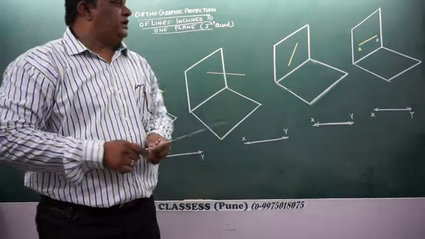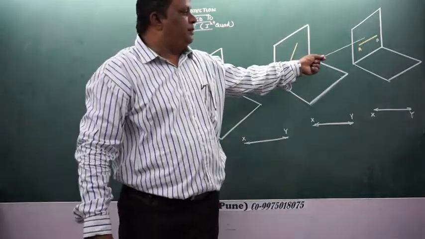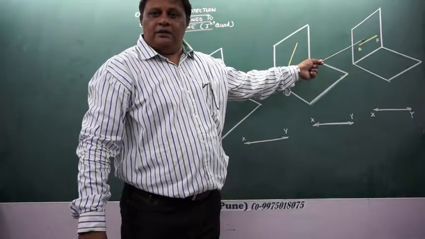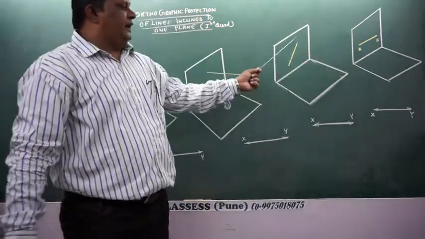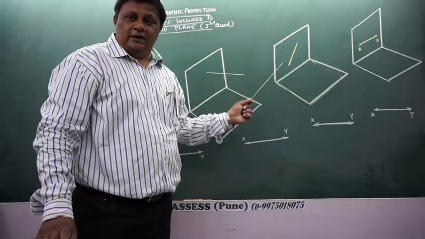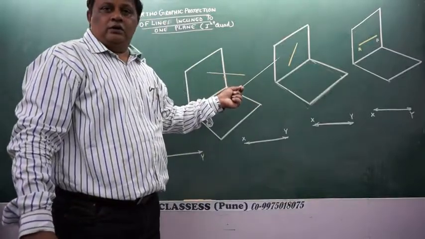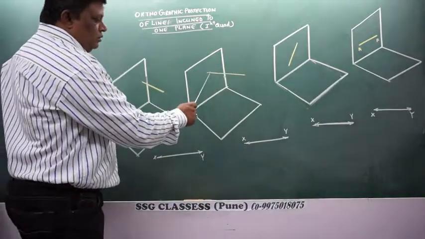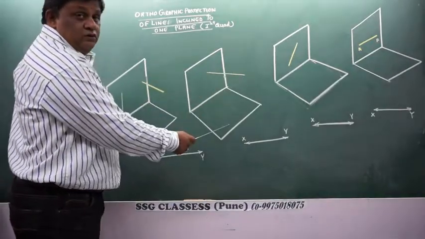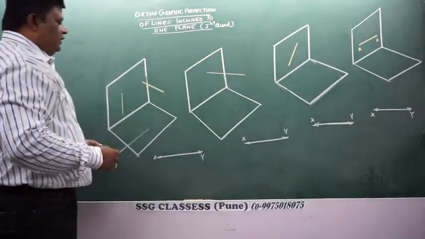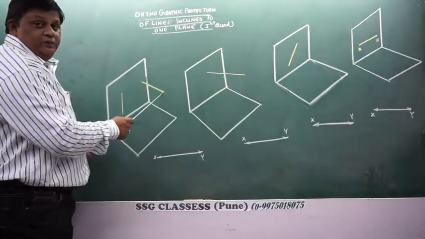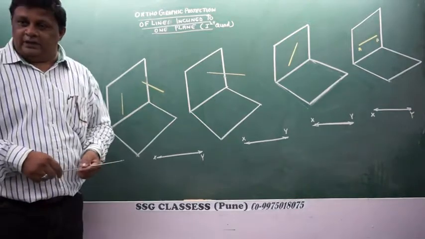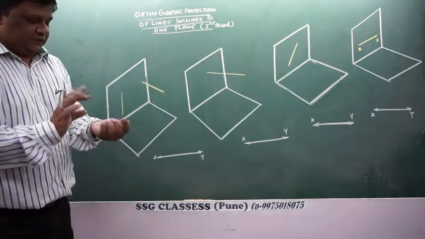The very first one, when the line is parallel to both HP and VP. The second one, when the line is inclined to HP only, but parallel to VP. Third one, the line is inclined to VP but parallel to HP. The fourth one, when the line is perpendicular to VP. And the fifth one, when the line is perpendicular to HP. Now let's see one by one what happens with them.